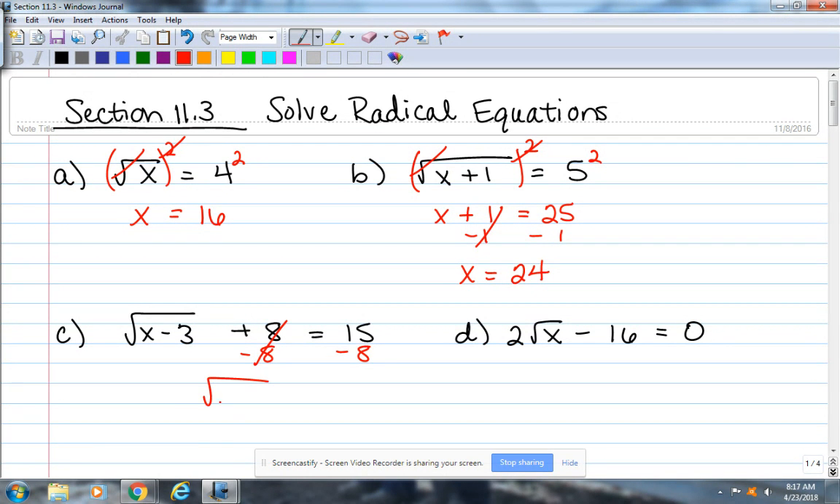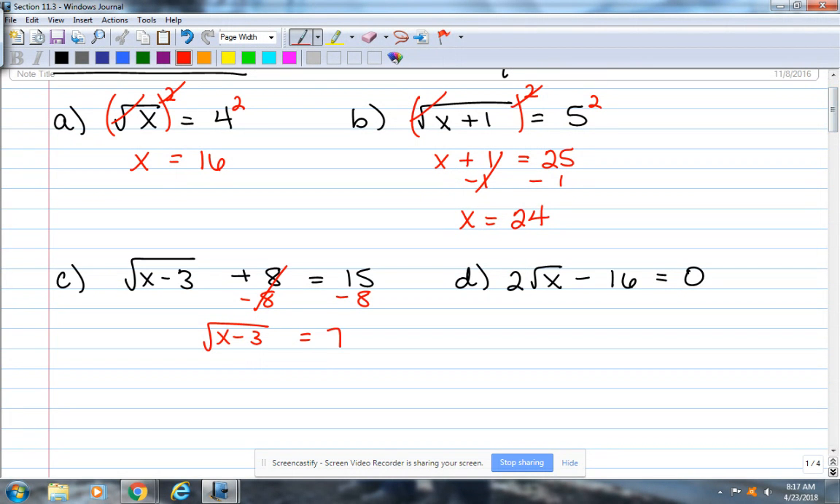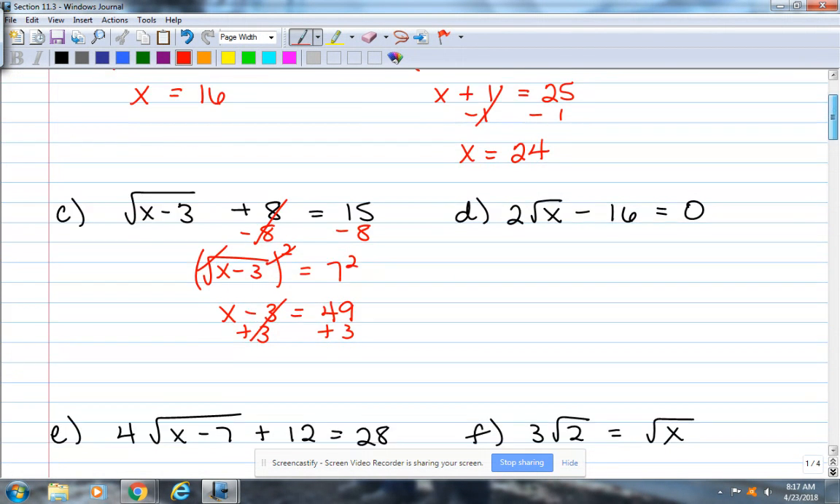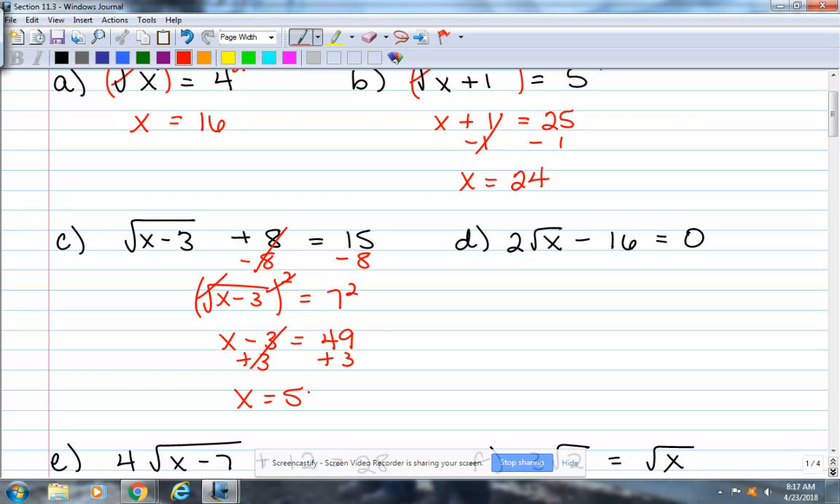So then we're left with the radical x minus 3 equals what? 7. And now once the radical is completely by itself, then you can square both sides. So we're going to square both sides. Cancel the radical and the square. And we have x minus 3 equals what? 7 squared? 49. So then what do we do to both sides? Add 3. And what's 49 plus 3? 52. Any questions?